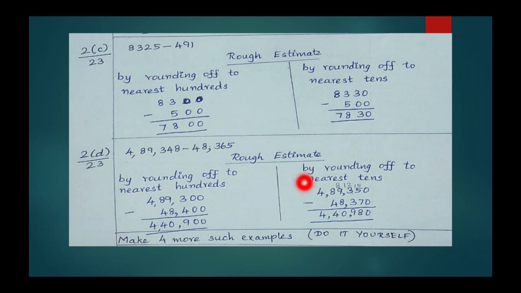Now rough estimate by rounding off to nearest tens. Consider the last two digits, 48. It is closer to 50. Okay. It lies between 40 and 50. It is closer to 50. So 48 is rounded off to 50. All other digits are written as they are. In the second number 65, it lies between 60 and 70. 65 is the mid value of 60 and 70. So 65 is replaced by 70. 48,370. Calculation is done here. Answer is 4,40,980. Okay, make 4 more such examples.